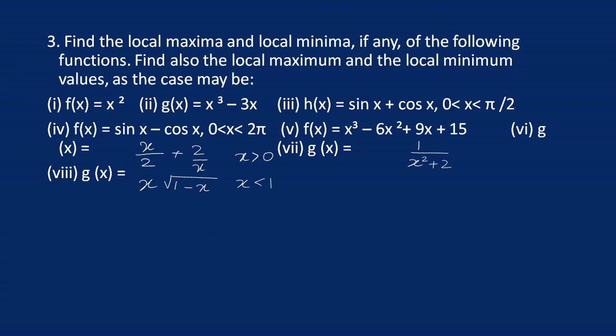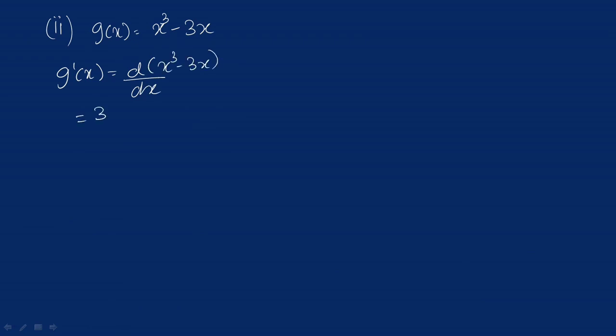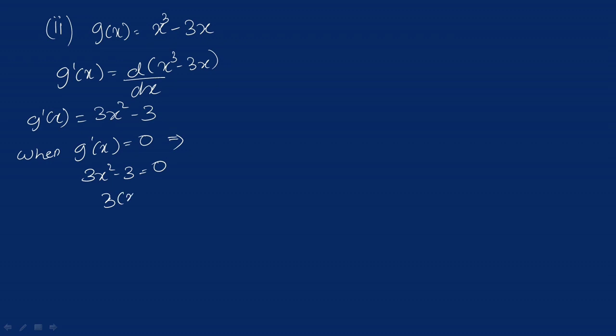Next, the second question: g of x is equal to x cube minus 3x. So g dash of x is d by dx of x cube minus 3x, that is 3x square, and d by dx of minus 3x is minus 3. So g dash of x is equal to 3x square minus 3. When g dash of x becomes 0, that is 3x square minus 3 equal to 0. Taking 3 outside, 3 into x square minus 1 equal to 0.